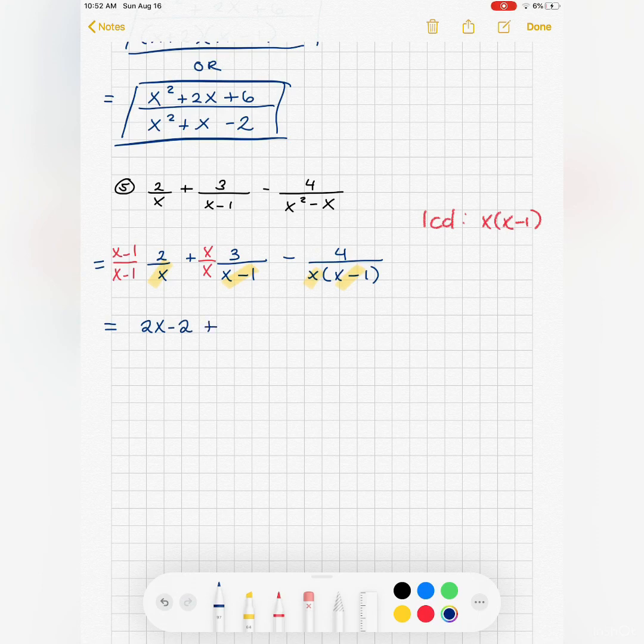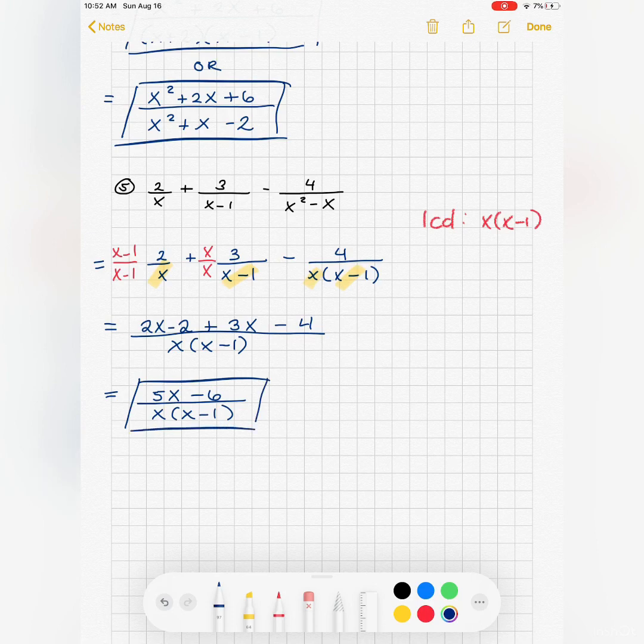So I distribute that 2. Distribute that, well, multiply the 3 and the x, and then I have minus 4. Now, I can go ahead and write this all over one fraction because all of this has that common denominator now. Combine the like terms in the numerator. And then I guess that's it.